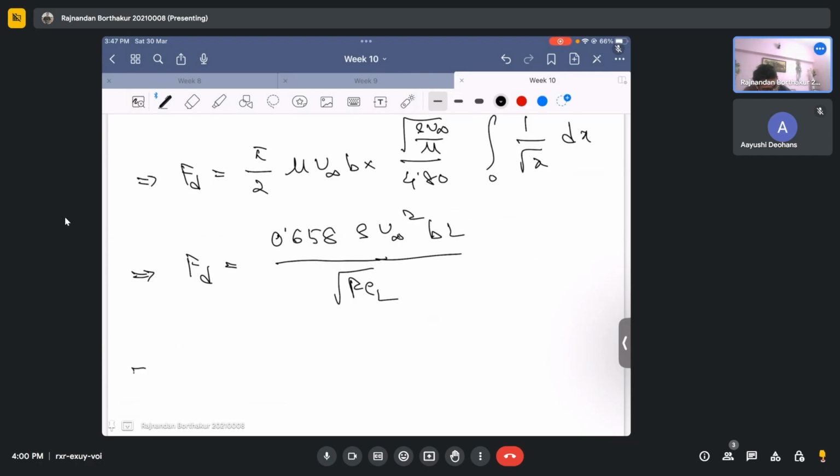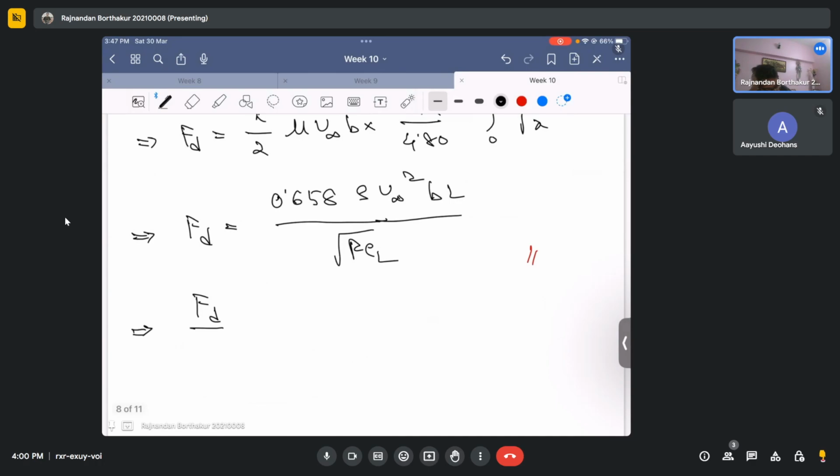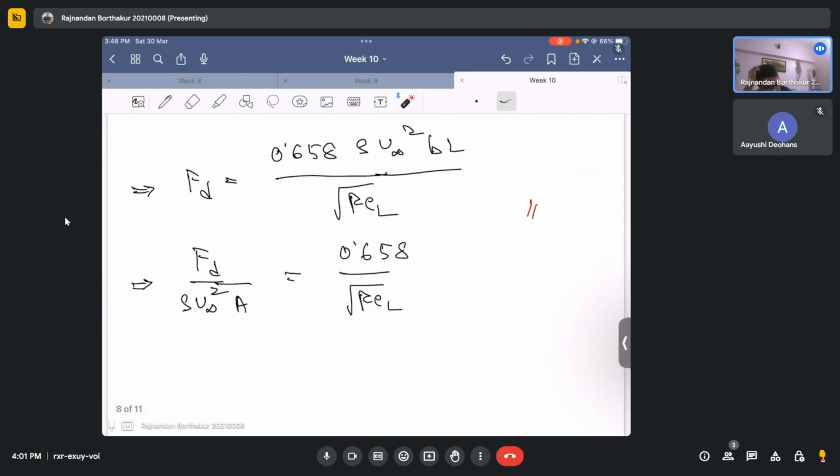Now let's do one thing. This is the answer that we are looking for, but let's do one simple comparison here with our age-old drag coefficient. This is FD, so we bring this rho u infinity squared here, and this b into L is basically the frontal area, the area which is exposed to the flow. Then this can be written as 0.658 by square root of REL. Can you tell me what this is?